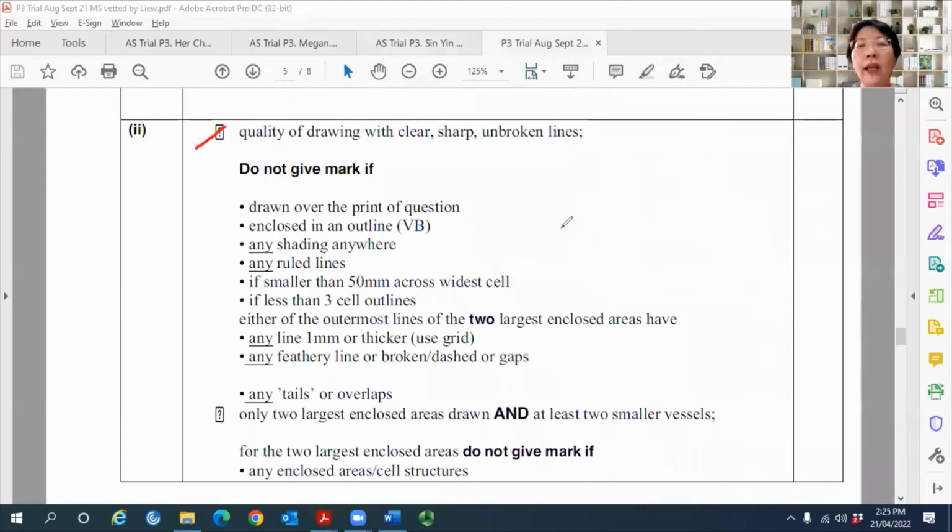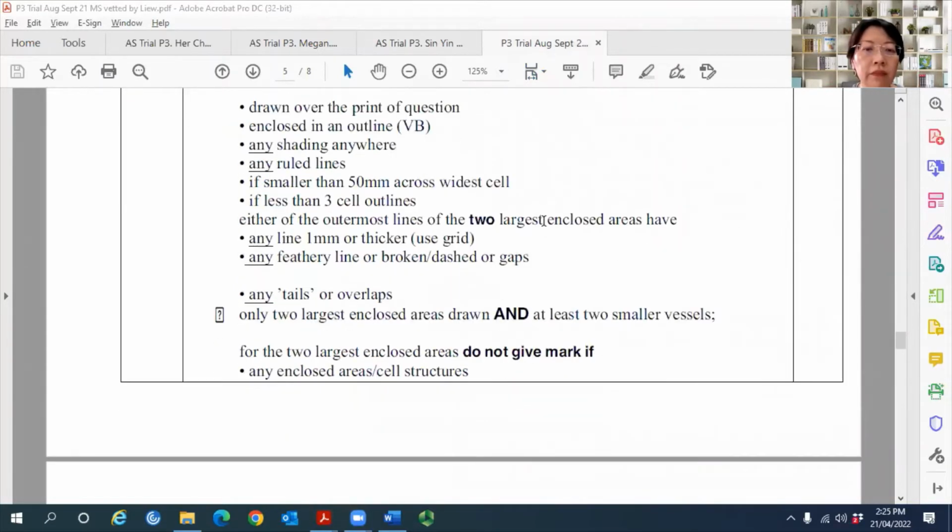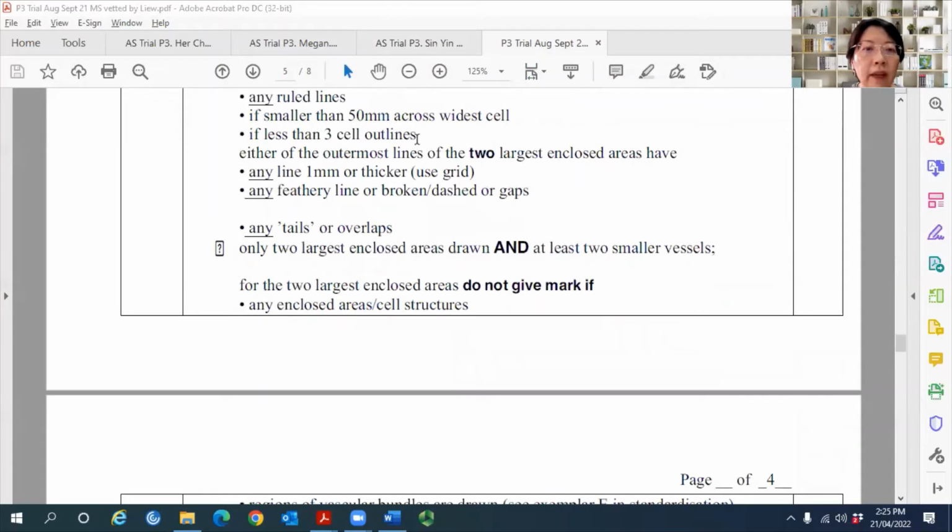First mark is definitely quality of drawing. Means your pencil must be HB, sharp, clean and clear line, no feathery, no suddenly dark, suddenly light. Okay. Don't use ruler to make your biological drawing. No ruler. Okay. So first marking point.